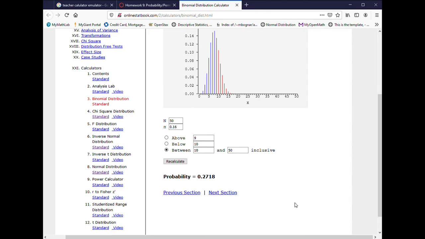And part D, we want to be between 7 and 14. That one's pretty easy. You click 7 here, and 14, and that's our solution for part D, 0.6984.